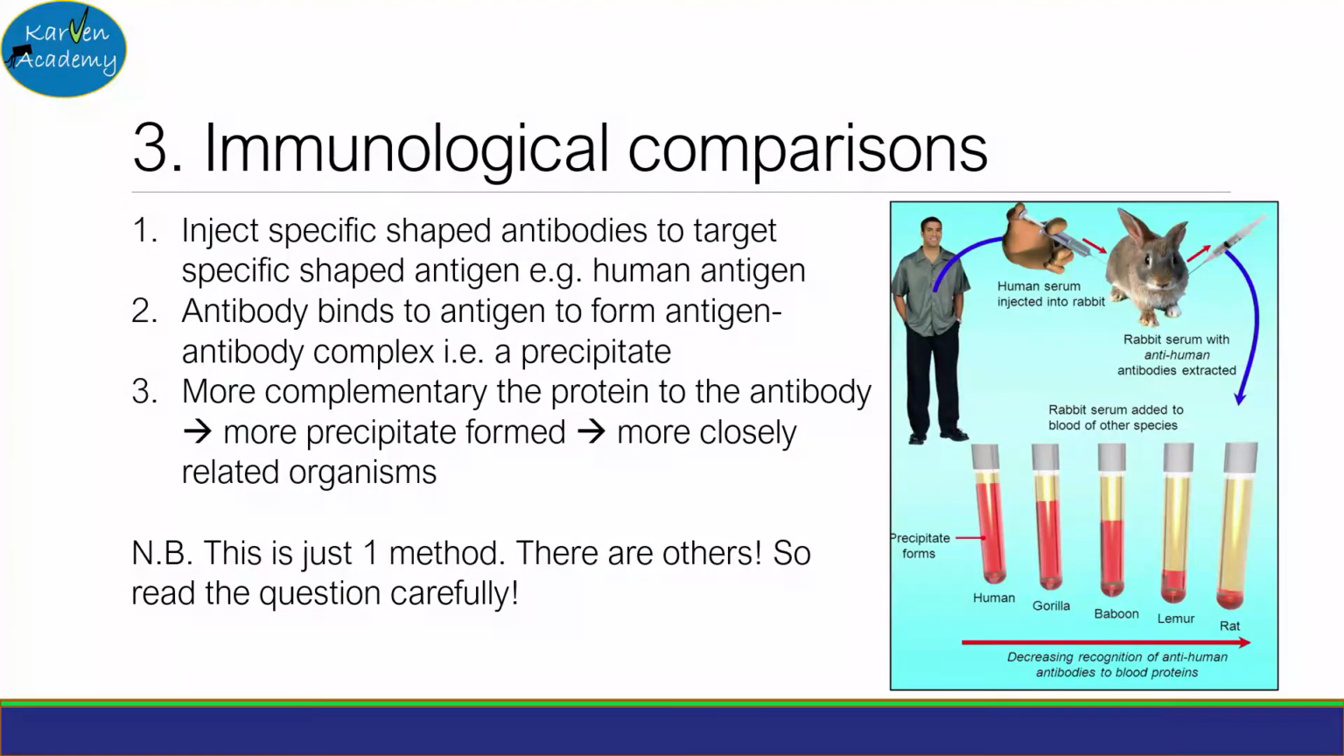Here, human serum, which contains human antigens, is injected into the rabbit. The rabbit generates an immune response, creating antibodies for the human antigen. This anti-human antibody is then injected to different organisms to compare the amount of precipitate made. The gorilla forms the most precipitate of all other animals, meaning it has an antigen that has a very similar shape to the human antigen.